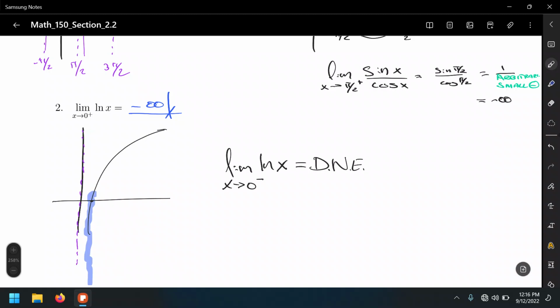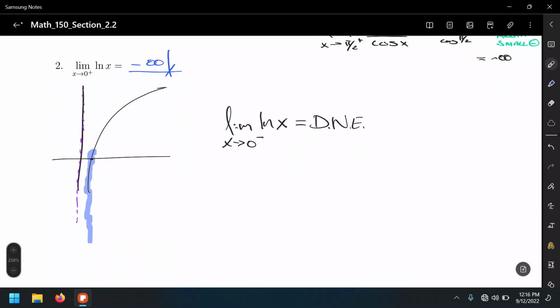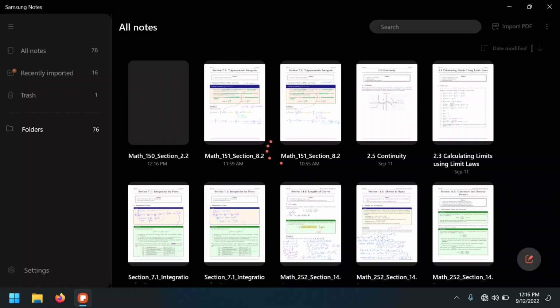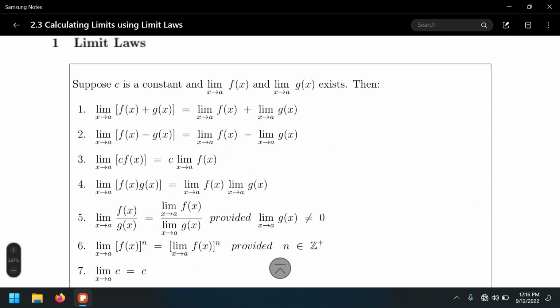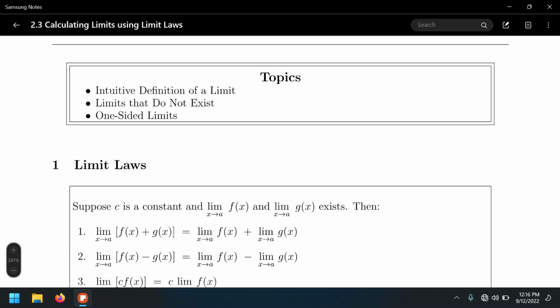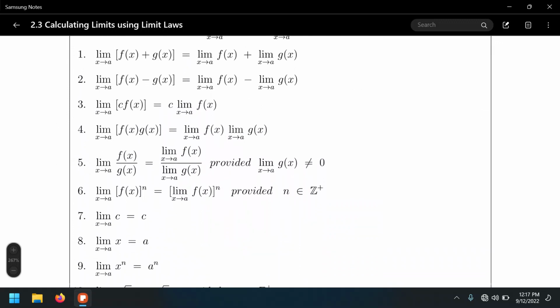Okay, let's move on to the next topic, the next section. So we are going to calculate limits using the limit laws. These limit laws are not something that you have to memorize symbol by symbol, parenthesis by parenthesis, bracket by bracket. Actually, all these symbols that you have in your textbook are what's going on in our heads when we go through a limit problem.